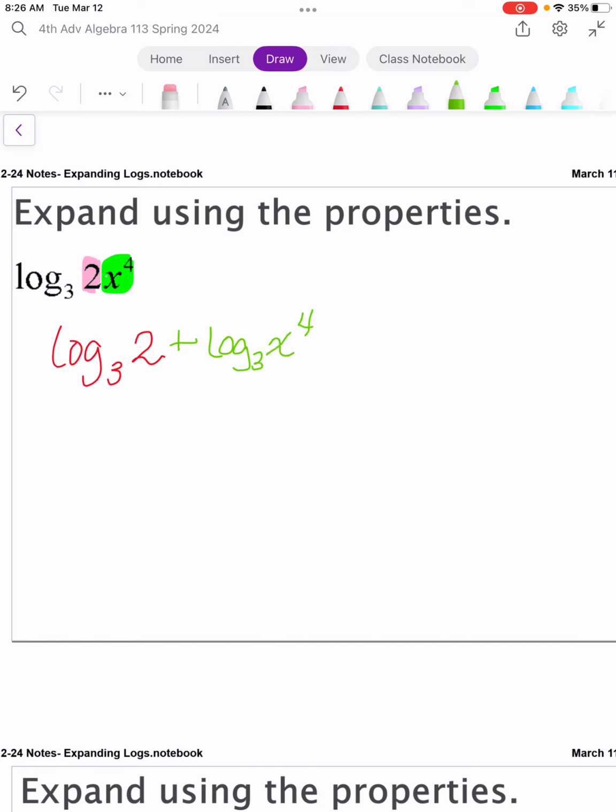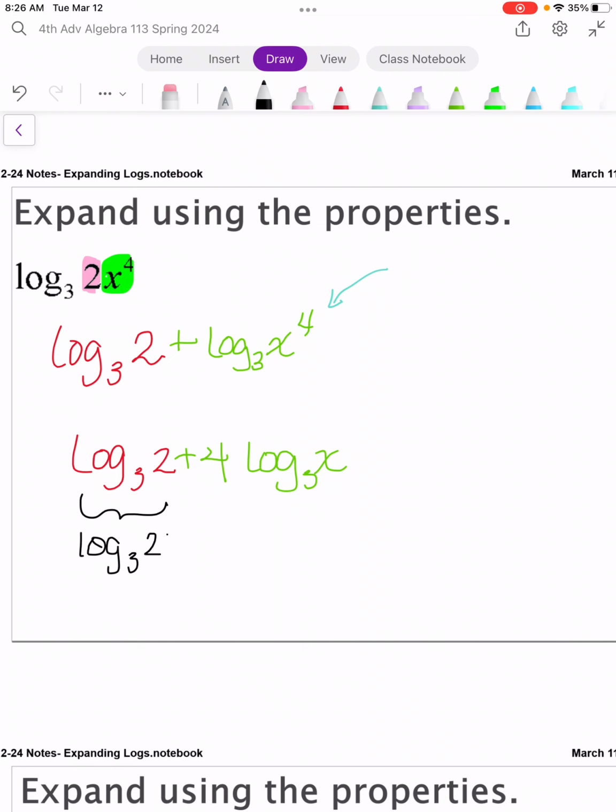Now this is the first time that we're seeing this rule here where I have an exponent. That exponent is a 4, so it's going to come down out front. So this becomes the log base 3 of 2 plus 4 log base 3 of x. And then I want to check, because my argument here is 2 in this first term. So can I simplify this? Is 3 to some power equal to 2? No. So this is as simplified as I can get.